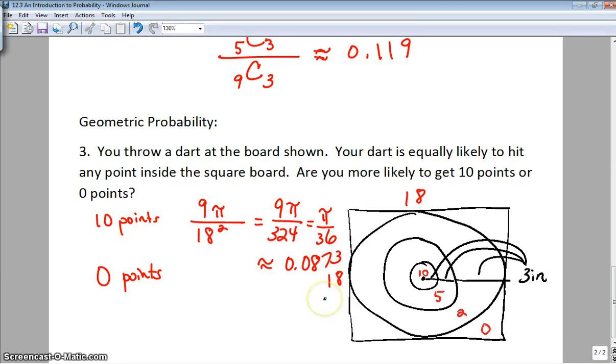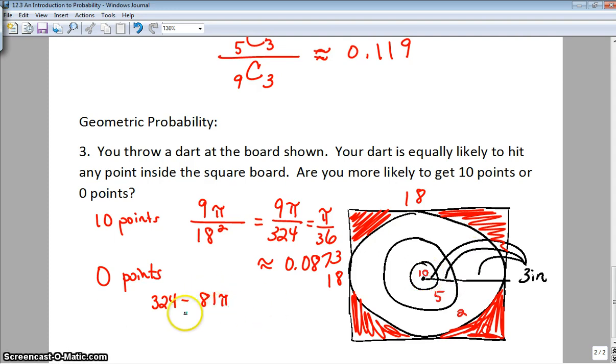Okay, now what is the probability that I'm going to get 0 points? Okay, let's see. I get 0 points if I land here, here, here, or here. So what I want is the area of the square, which is 324, we already determined that, minus the area of my big circle on the inside. And the big circle has a radius of 9. So 81 pi is the area of that circle.